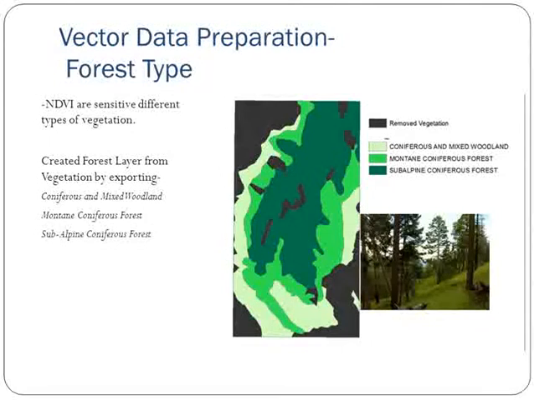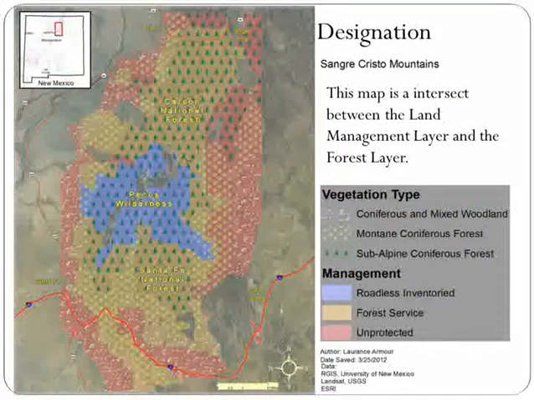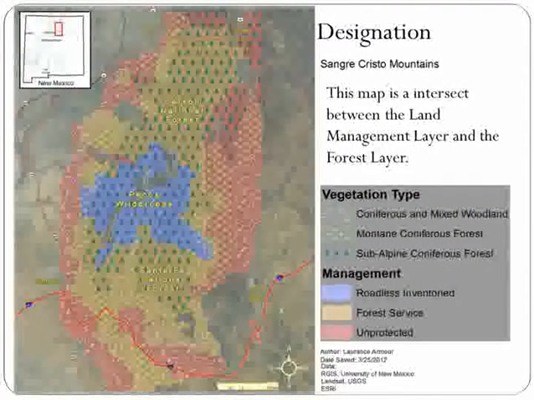Next, I created a forest type layer. This had coniferous and mixed woodland, montane coniferous forests, and subalpine coniferous forests. These were extracted from the vegetation layer. This is a map of the vector layer that will be used for analysis. It is an intersection between the land management layer and the forest layer.